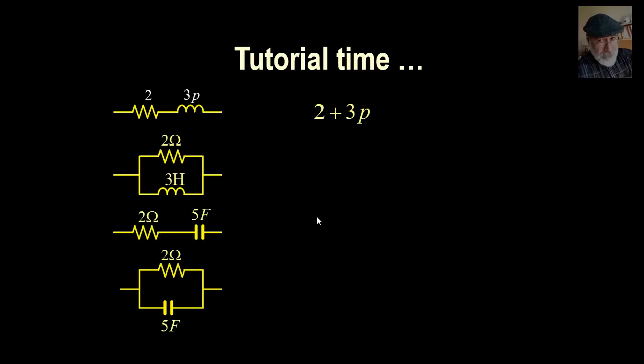Let's do one that is a bit more interesting. 2 becomes a 2, no change. 3 Henries is a 3p ohm impedance, and we put them in parallel, which is the inverse of 1 over 2 plus 1 over 3p. We do some simplification with a calculator, and we get that the impedance of that branch is 6 times p divided by 3p plus 2.